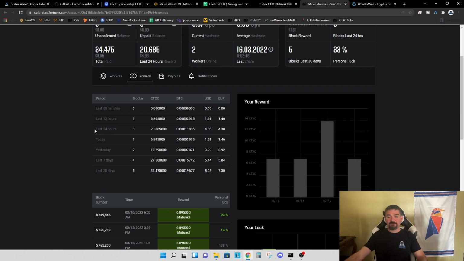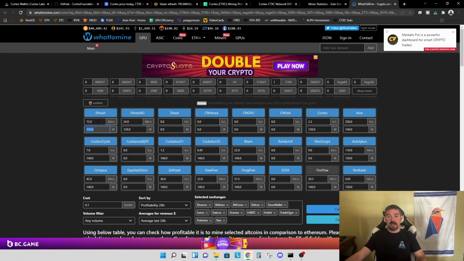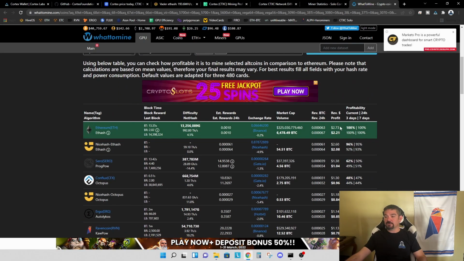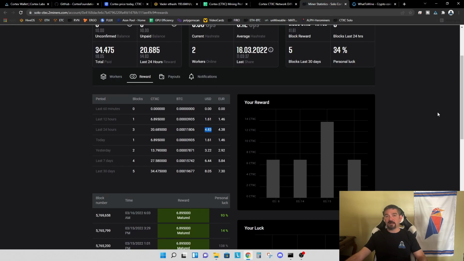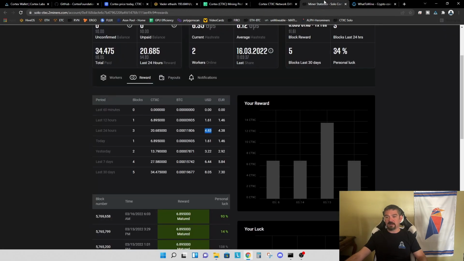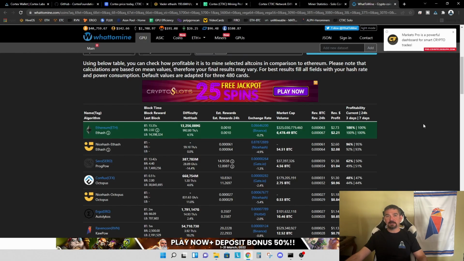So let's take a look at the last 24 hours. We've hit 3 blocks in the last 24 hours for a total of 20.685 Cortex paid out, with a dollar value of $4.83. If we go over to WhatToMine and we put in the Ethereum hash rate and power consumption for the two 3060 LHRs, which is 72 megahash roughly at 220 watts, and calculate this, Ethereum price currently is $2,708. Our estimated revenue is $2.73 per day. So let's go back and look at this again. In the last 24 hours, we've made $4.83 solo mining Cortex, and we would have made $2.73 mining Ethereum. So that is $2.09, is that right? $2.10 more solo mining Cortex than what we would have made mining Ethereum.